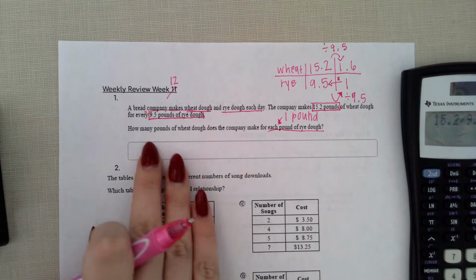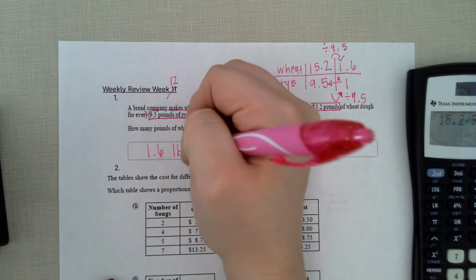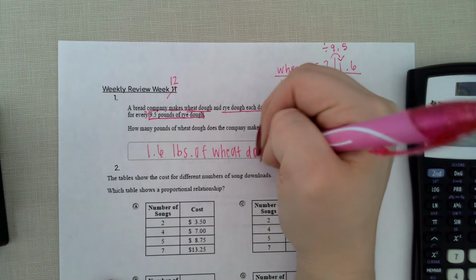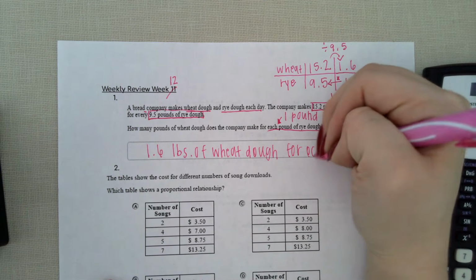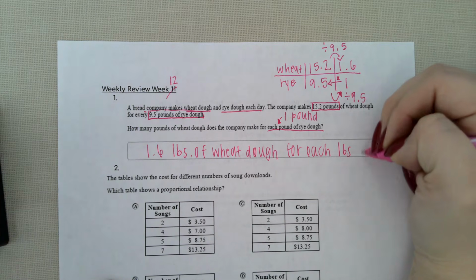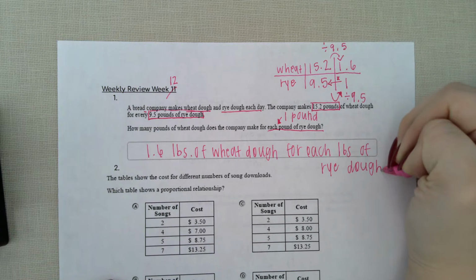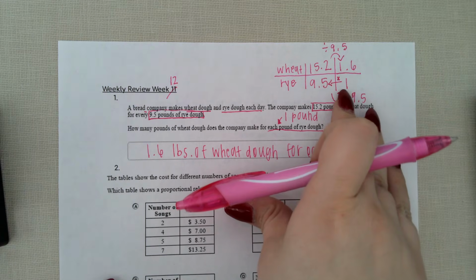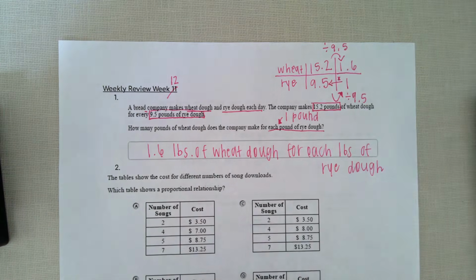So then the question is, how many pounds of wheat dough? I just figured out 1.6 pounds of wheat dough for each pound of rye dough. Then I can double check my work, make sure that 1.6 is lined up with 1. I followed the same relationship, so I know that those are proportional. Now let's look at question number 2.